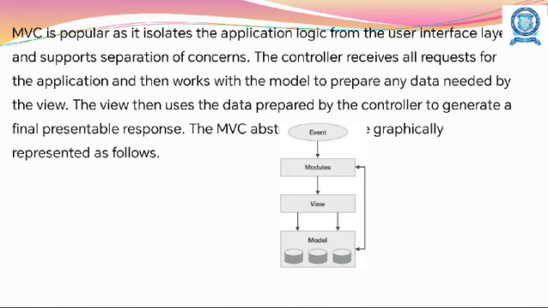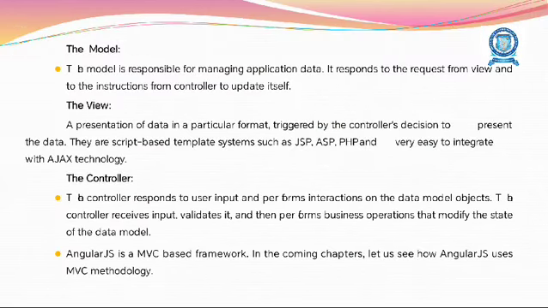This one is the basic MVC architecture. First, it has the event, next the model, then the view, and finally all the models. The model is responsible for managing application data. It responds to the request from the view and to the instructions from the controller to update itself. Next one is the view, a presentation of data in a particular format, triggered by the controller's decision to present the data. They are script-based template systems such as JSP, ASP, PHP, and very easy to integrate with Ajax technology.